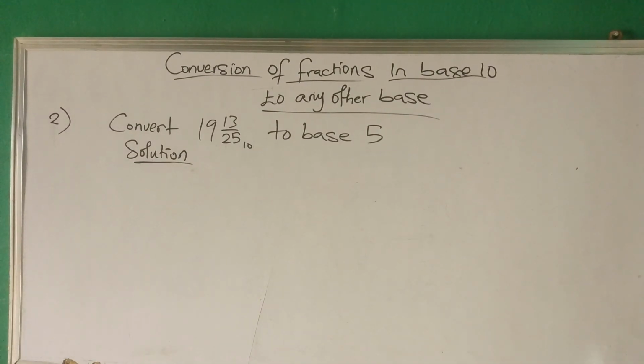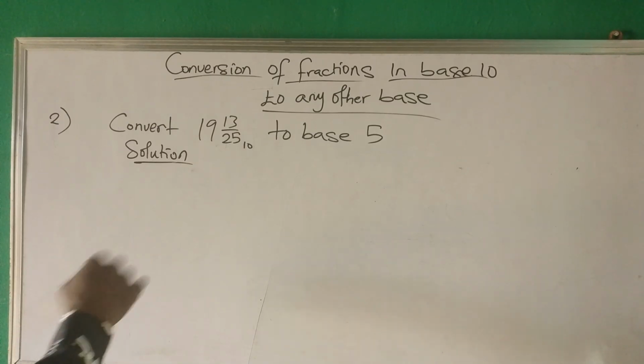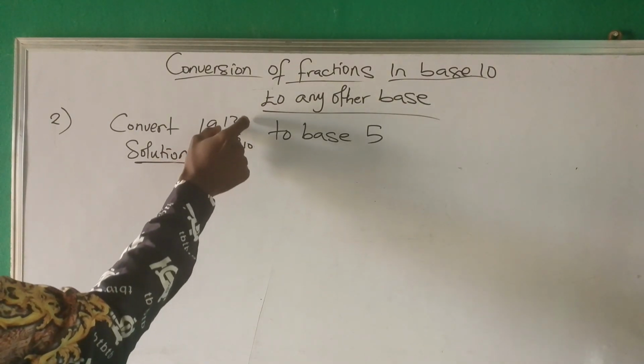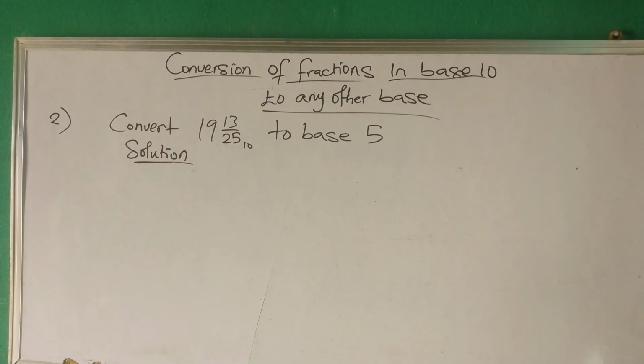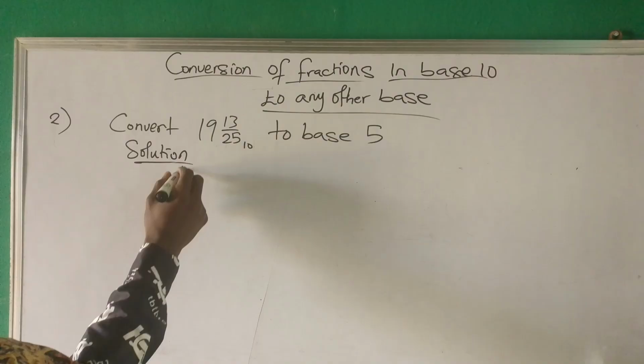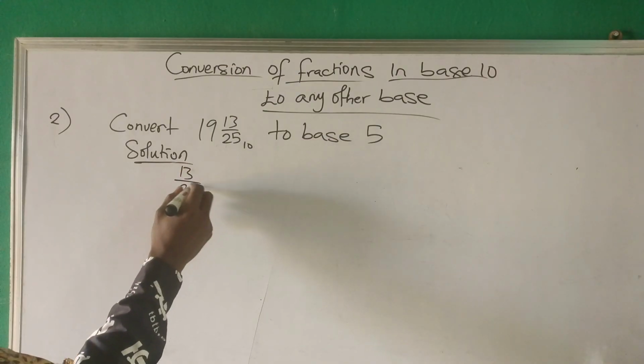Alright, now let's take a look at example 2, which is very much similar to the previous question we solved in example 1. The only difference between this question and that of example 1 is that for example 1 we had only a fraction, but here we have the whole number part and the fractional part. To approach this question, the first thing we do, just like the previous example, is to convert the fractional part to decimal.